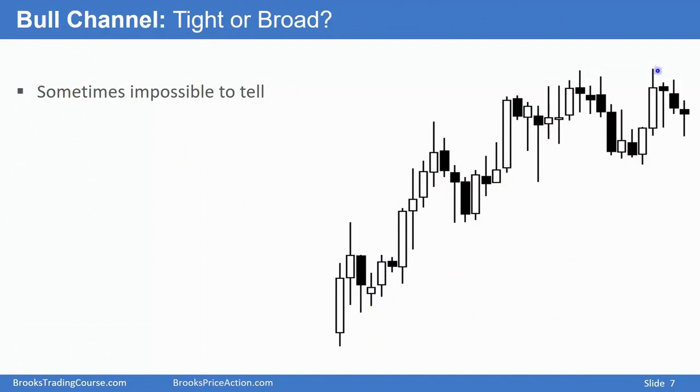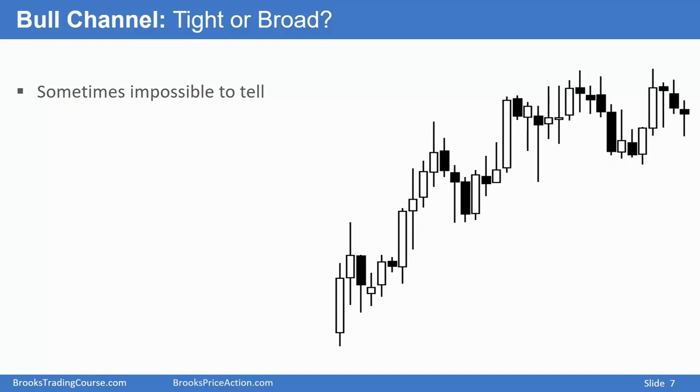So you got a bull channel. Is it tight or broad? Well, sometimes you're in that gray zone where you don't really know. Here we got a 1-bar pullback here, 2-bar pullback here, a little trading range here. Is it a tight channel or is it a breakout? On a higher time frame chart, it's probably a breakout.